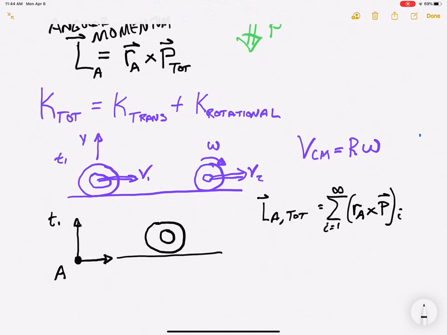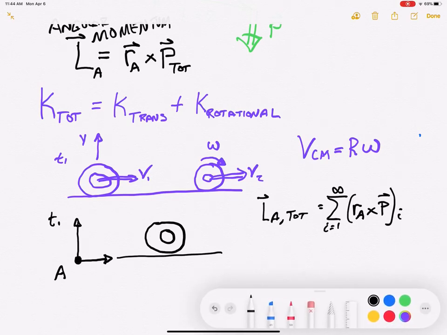So I've got to sum up all of those cross products. I have to do an infinite number of cross products in order to figure out what's going on. And what's going on is complicated.